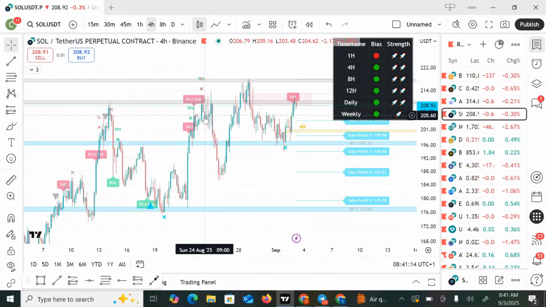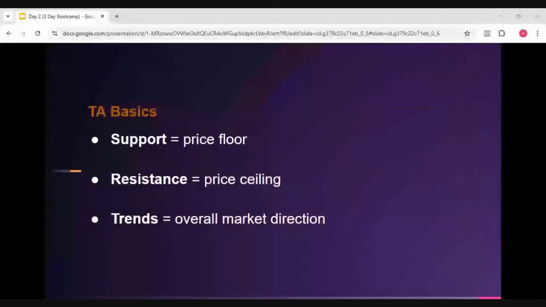So let me go back to the slides, so we can go to the fundamental analysis. Good.